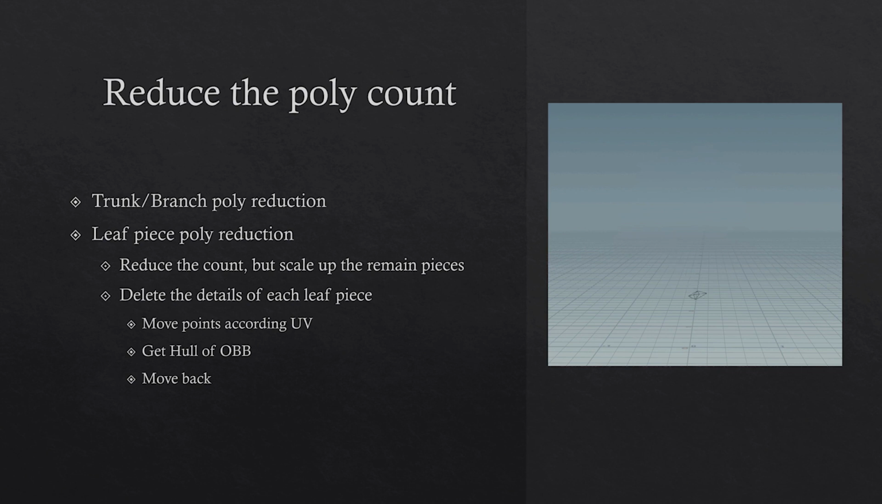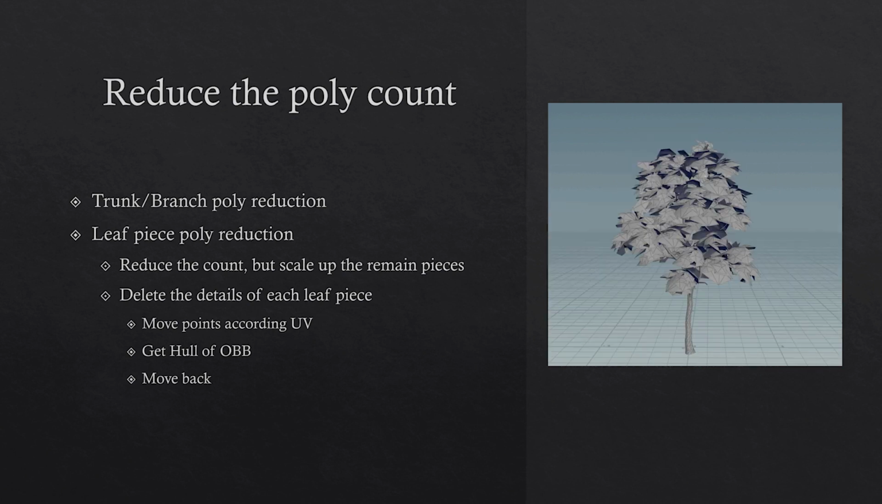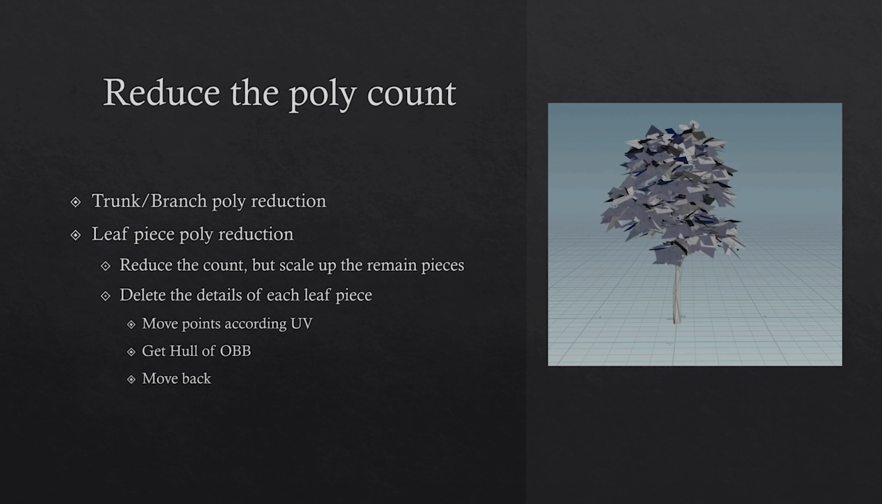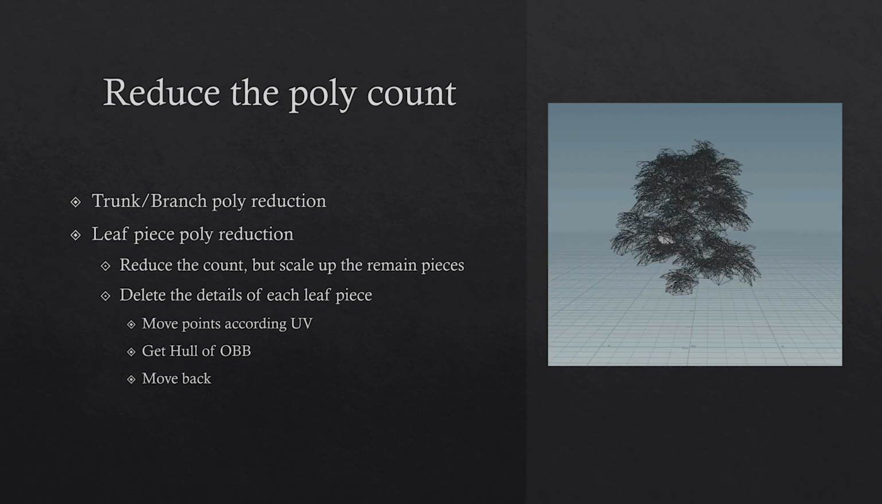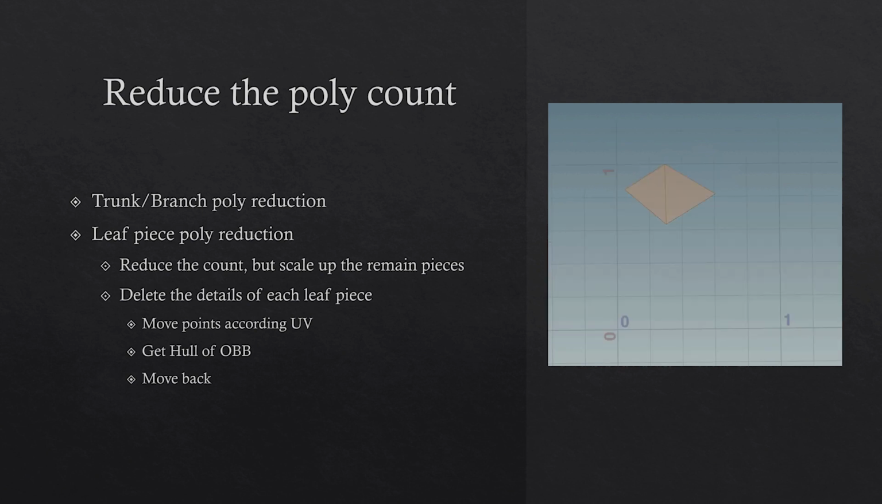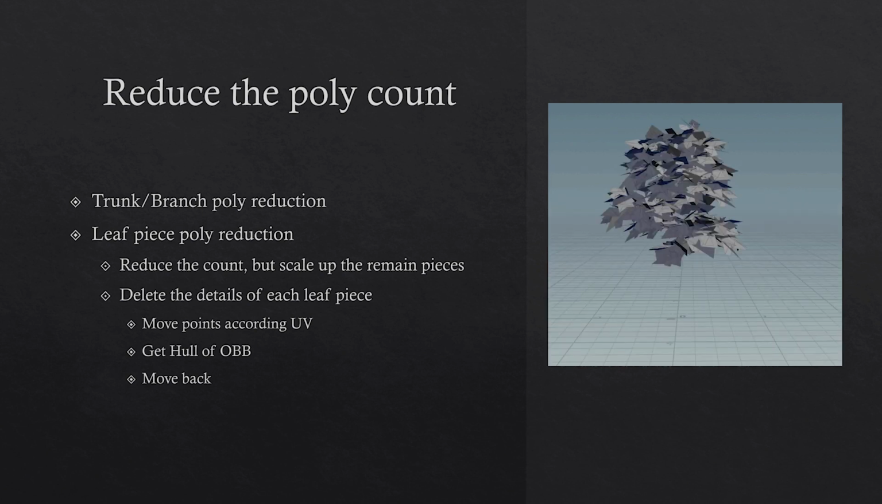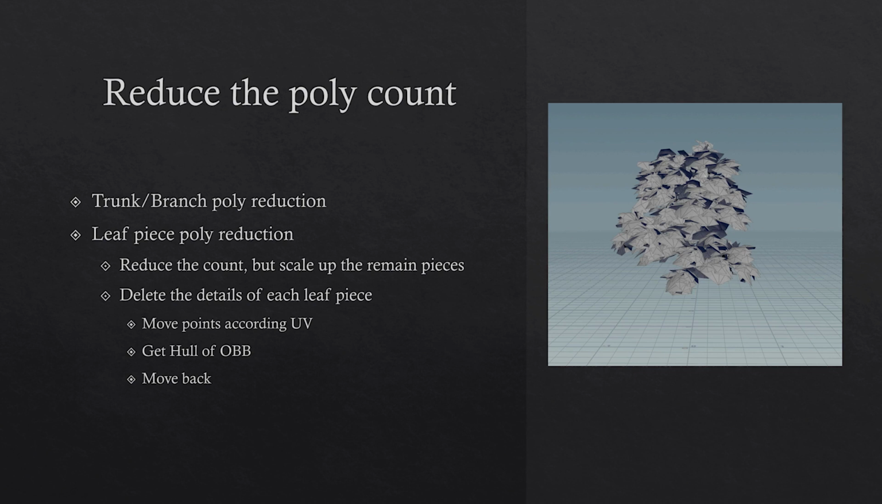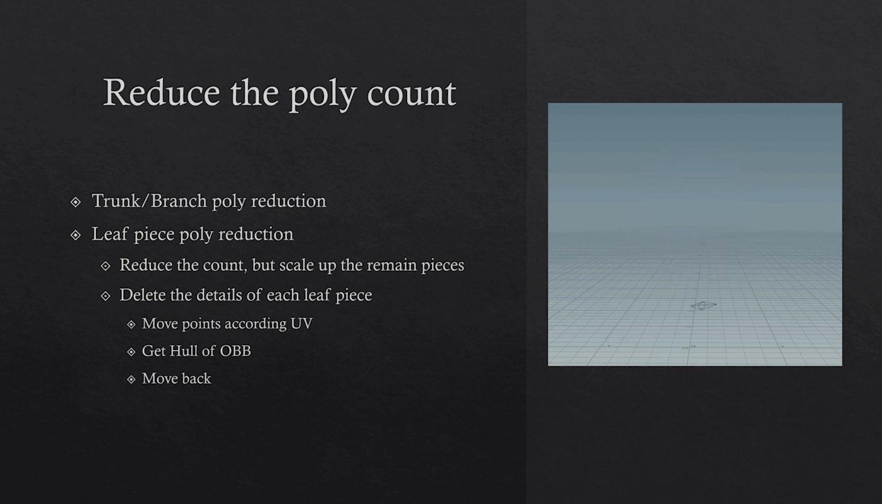But in 3D space, it's not easy to get a flat thin half. So, we move the points into positions according to their UV coordinates. Then it's flat. Now it's okay to use a convex hull node or a bound node to get the outline of the leaf piece. Then, we use an extract transform node to move it back. We can see the motion picture for the process.